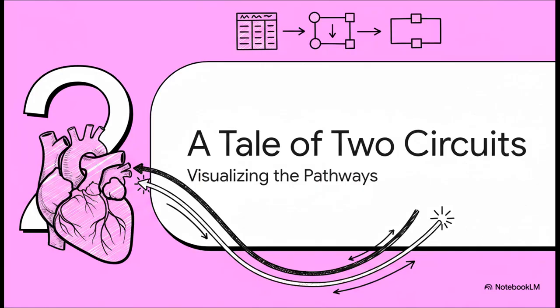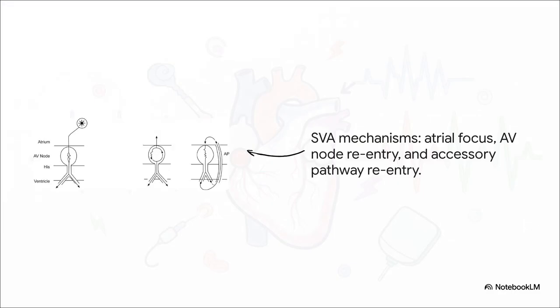Okay, so let's visualize these concepts. Moving from a table to some schematic diagrams is really going to help solidify these distinct electrophysiological pathways in your mind. This slide illustrates the concept perfectly. Over on the left, you see a type A mechanism. Some ectopic atrial focus is firing off, and the impulse is just passively conducted through the AV node.